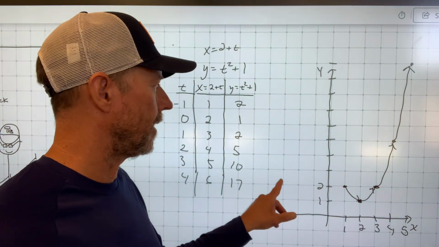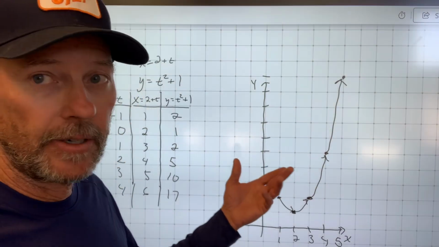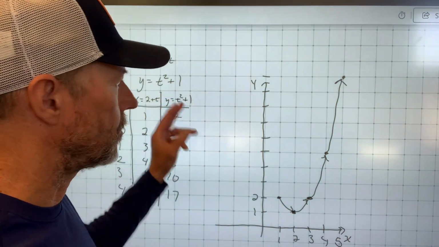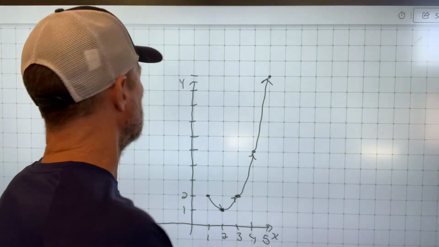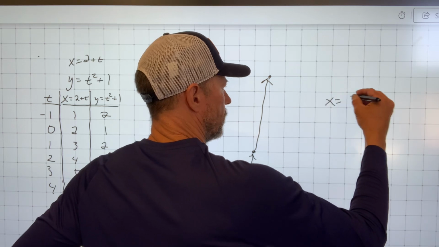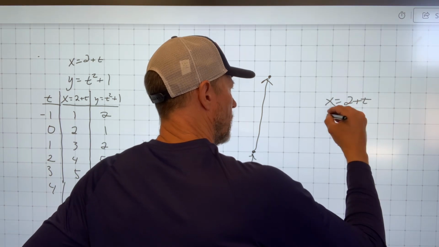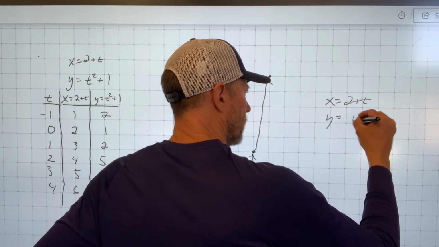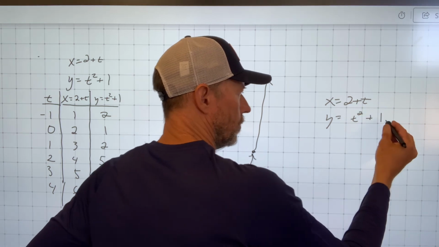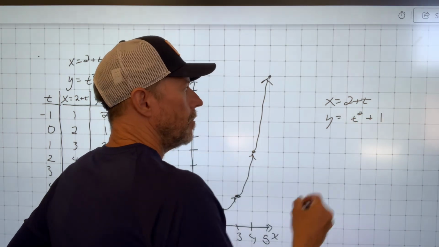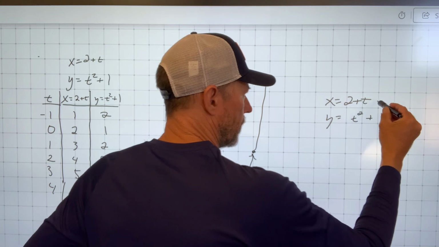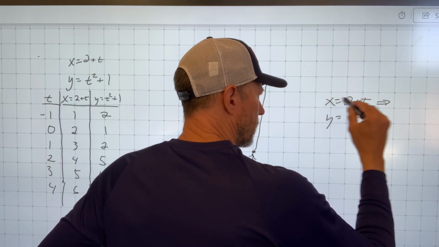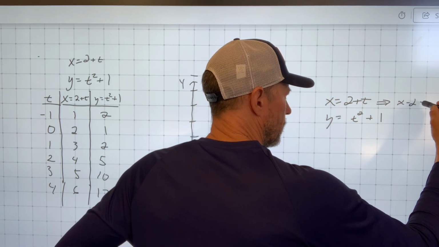Now, another way to handle this, or to verify that it is a parabola, is to do something called eliminating the parameter. So remember, x is equal to 2 plus t, and y is equal to 1 bigger than the square of t. But I can solve for t up here. I can subtract the 2 over and have x minus 2 is equal to t.